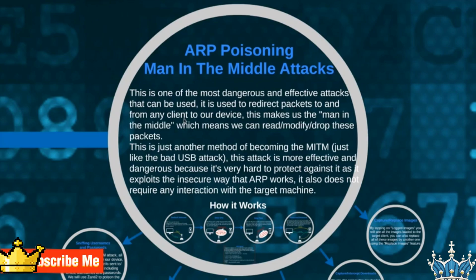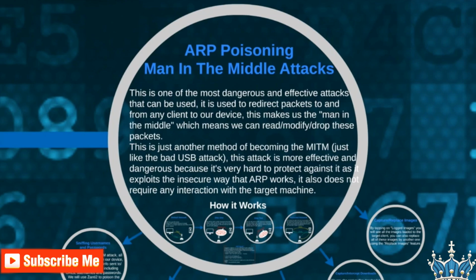In this class and the next few classes, we're going to learn about ARP poisoning. ARP poisoning is just another method of becoming the man in the middle in a network. In previous videos, we saw how we can use the bad USB attack, where we physically connect our Android device to a laptop or to a computer, and by doing that we force all the traffic through our device, which makes us the man in the middle.